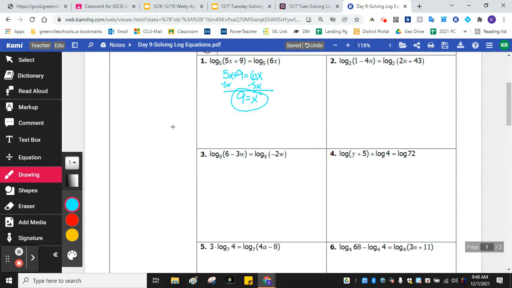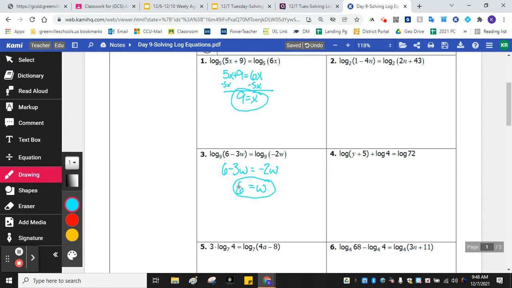Let's do, again, one log on each side. So the insides have to be equal. Add over 3w. And check your answer. I know a lot of you like to just be like, I'm not going to check my answer. I'm going to skip it. But logs can't be negative.